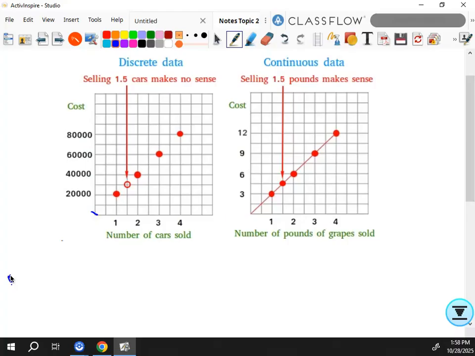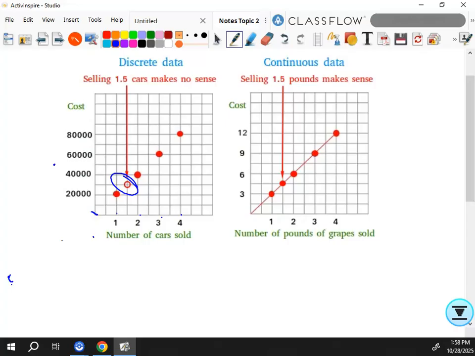So your discrete data, this is cars and the cost. So I can sell 1 car or 2 cars or 3 cars or 4 cars. Selling 1.5 cars makes no sense. Would you agree with that? Okay. So connecting the dots here makes absolutely no sense.